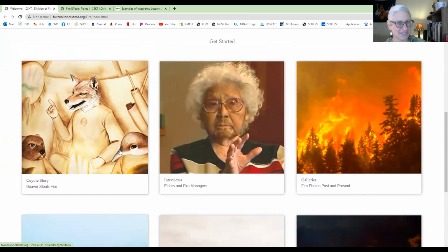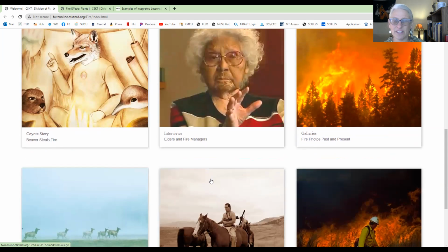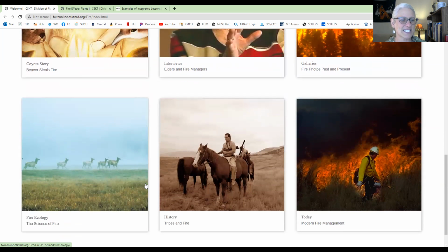Coyote story, of course, we don't share the coyote story until there's snow on the ground, but this is absolutely one of my very favorite books. If you are new to the reservation or new to the Confederated Salish and Kootenai tribal practices, there is a beautiful statement at the beginning of Beaver Steele's Fire from the Culture Committee giving guidance on when the story should be told. There are interviews and videos, beautiful pictures that can be used for visual thinking skills, fire ecology, history.